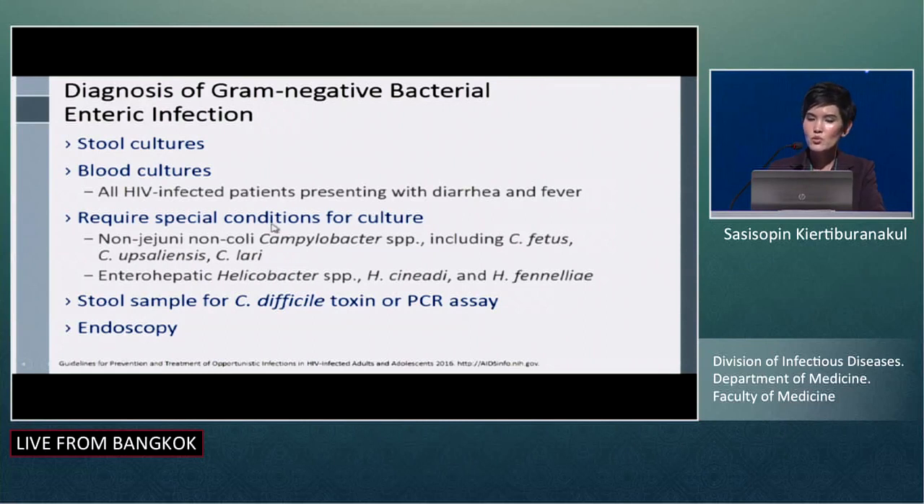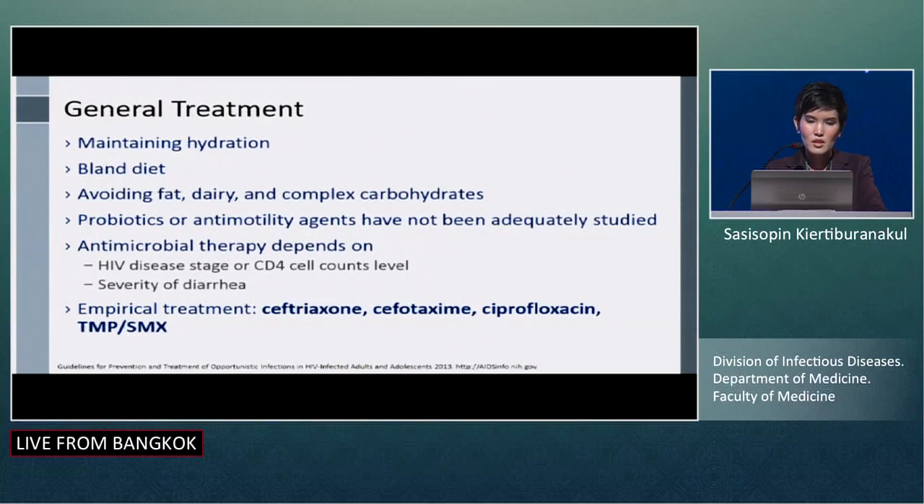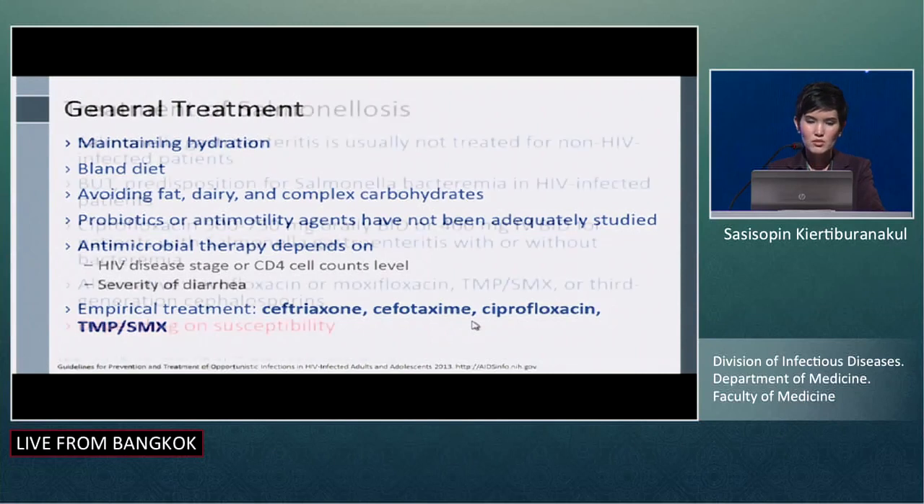But for some organisms, you may need to talk to the microbiology lab because we need special culture, such as for Campylobacter or Helicobacter. Also examine for C. difficile toxin, and in some cases we need endoscopy. For the treatment in general, you need hydration and diet, and for probiotics and anti-inflammatory agents, there is not adequate data in HIV-infected patients. For antibiotics, it depends on the CD4 cell count of the patient and the severity of diarrhea. Normally, we give empirical ceftriaxone, cefotaxime, ciprofloxacin, or cotrimoxazole.